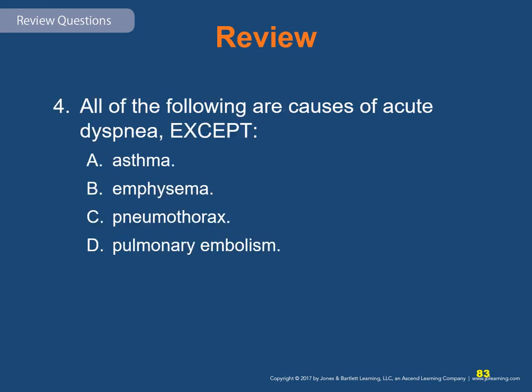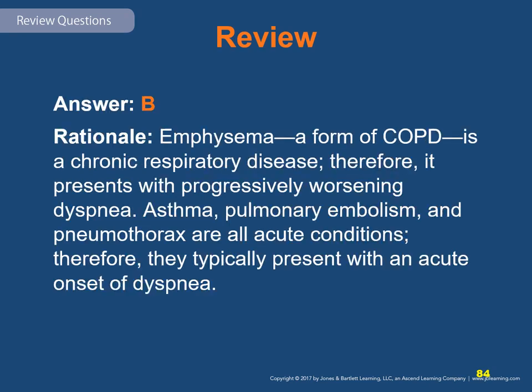Review question 4. All of the following are causes of acute dyspnea except A. Asthma, B. Emphysema, C. Pneumothorax, or D. Pulmonary embolism. The correct answer is B. Emphysema, a form of COPD, is a chronic respiratory disease. Therefore, it presents with progressively worsening dyspnea.